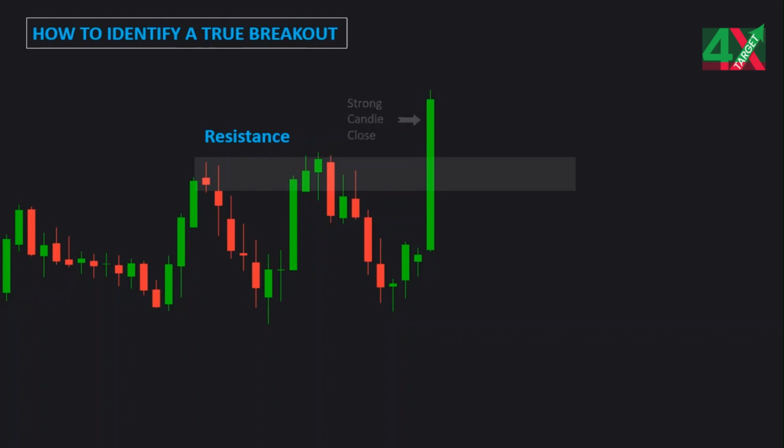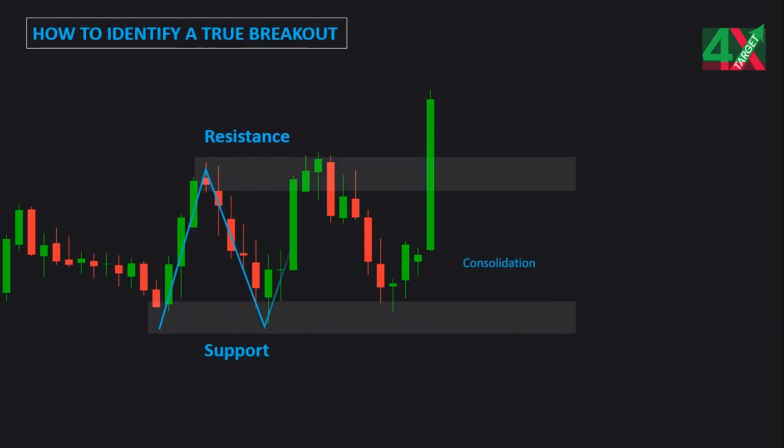However, price alone isn't enough. For added confirmation, always pay attention to volume. A true breakout is usually accompanied by a noticeable increase in trading volume, showing that institutional players or large participants are involved in the move. Without volume, a breakout can often be weak or short-lived.